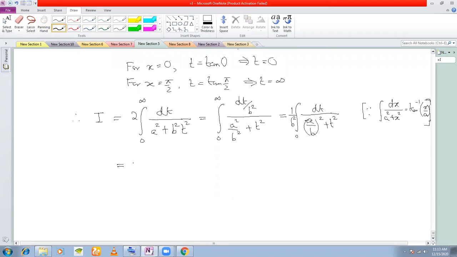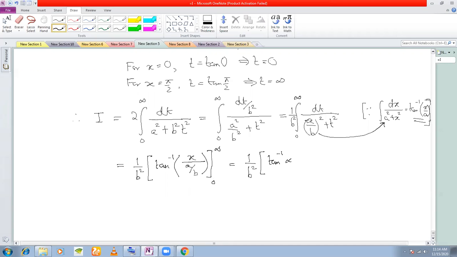So this is 1 by b square, and this limit is integral 0 to infinity. Now if you compare, this is your a square, and the formula is tan inverse x by a. So this becomes tan inverse x by, what is a? It is a by b. And the limits are from 0 to infinity. So this is 1 by b square times tan inverse infinity minus tan inverse 0. What is tan inverse infinity? What value of tan is infinity? It is pi by 2. Pi by 2 minus 0. That means pi by 2b square. That is your value.